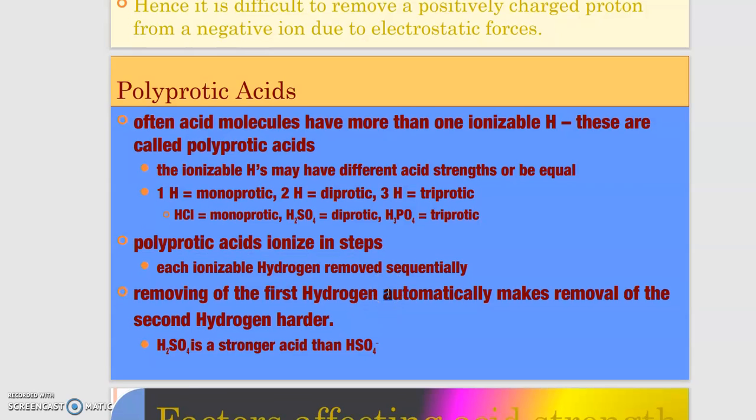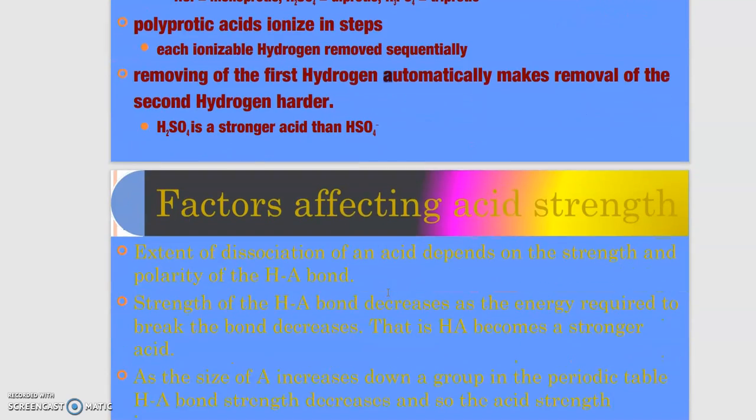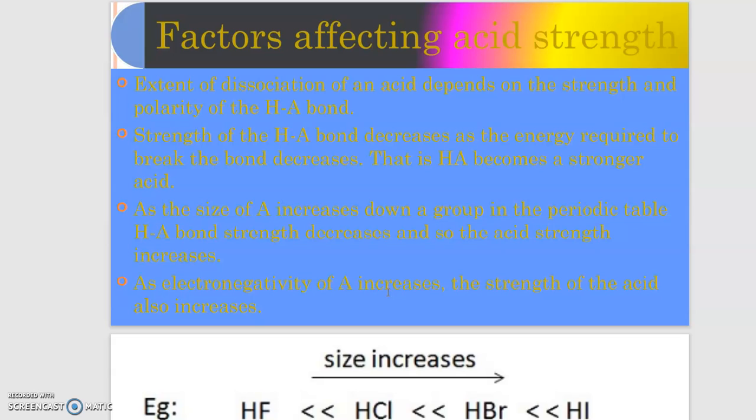So we'll see factors affecting acid strength. The extent of dissociation of an acid depends on the strength and polarity of the HA bond, that is, the hydrogen and acid bond. Hydrogen and another substance will be there, like HCl, hydrogen and chlorine, so the hydrogen and chlorine bond, or hydrogen and another conjugate substance bond.